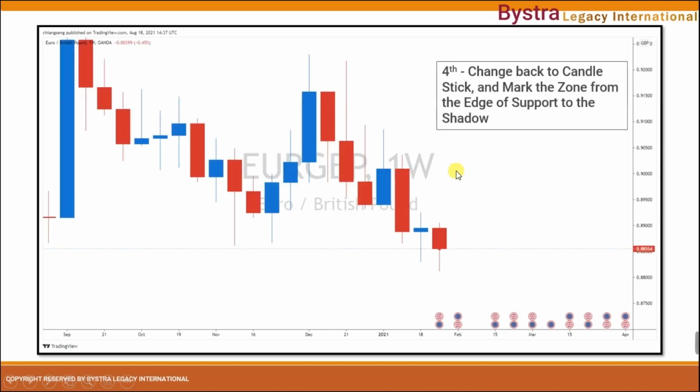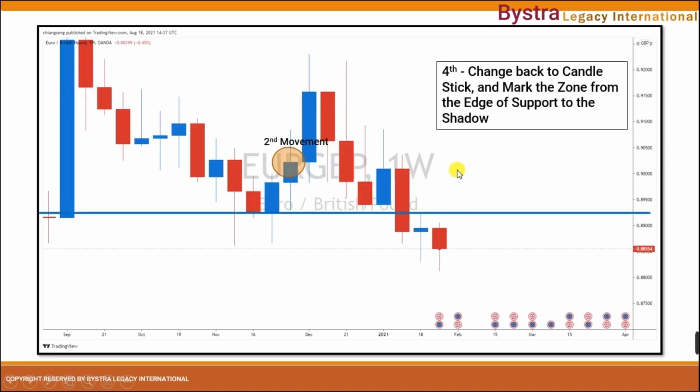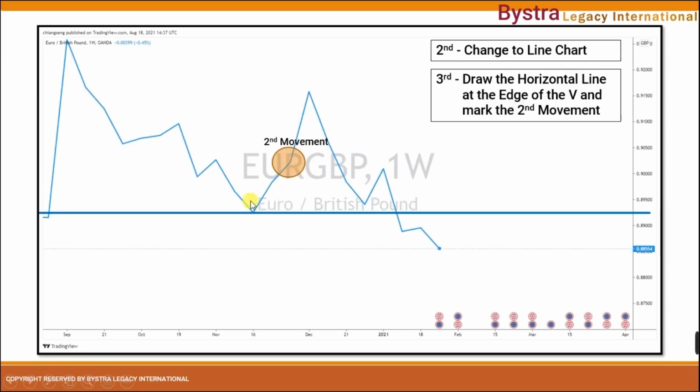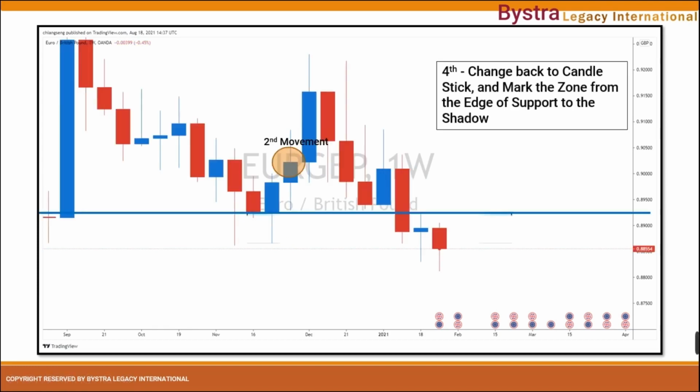Lastly, we move to the candlestick chart. Mark the zone from the edge of this support all the way to the shadow. Can you see, guys? Where did I mark? Let me go back here. This is the capital V, and I mark only the zone of the capital V, which is this area, not this week. Okay, we want to take the latest price one.